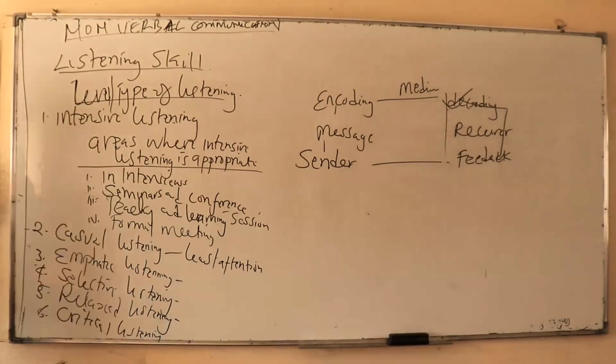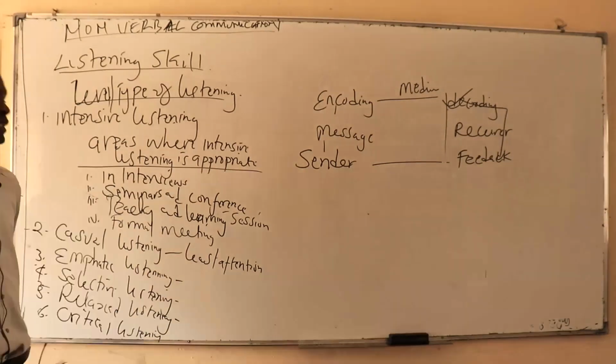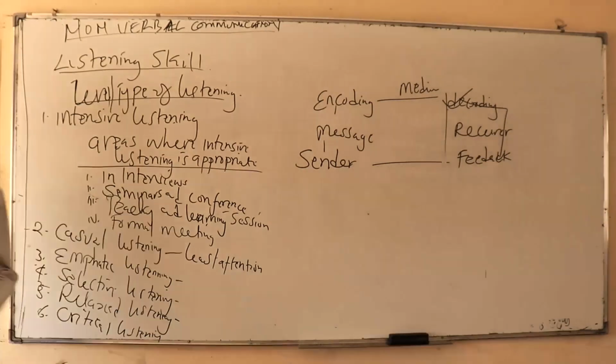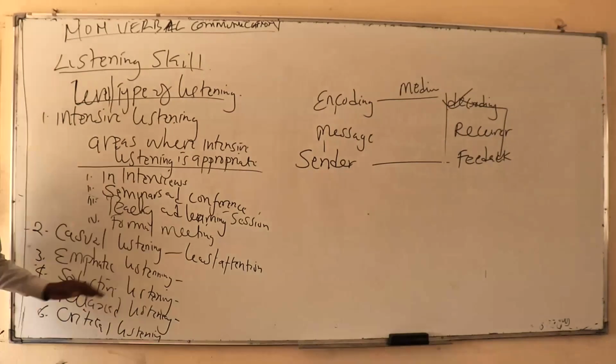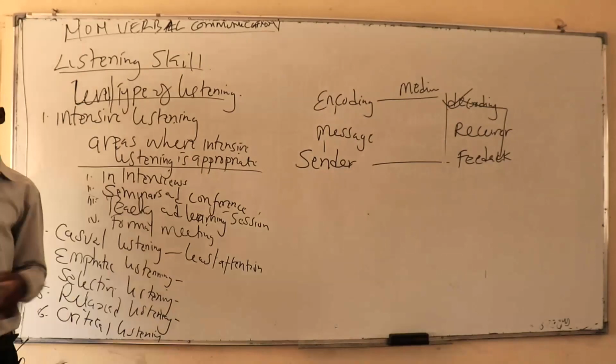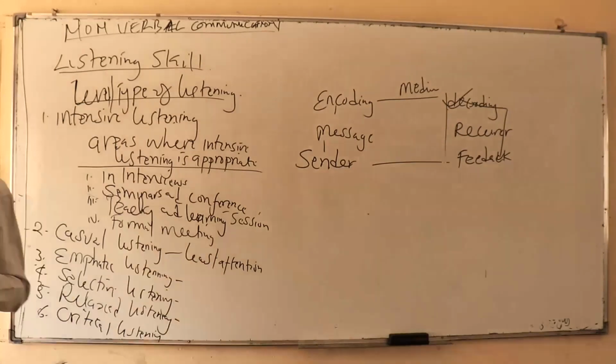So those are the six types of listening. By now, please be able to differentiate the difference between casual and relaxed, maybe empathetic and selective, and also critical. So we said intensive: you pay all energy and devotion to the incoming message. You even resist the noise.